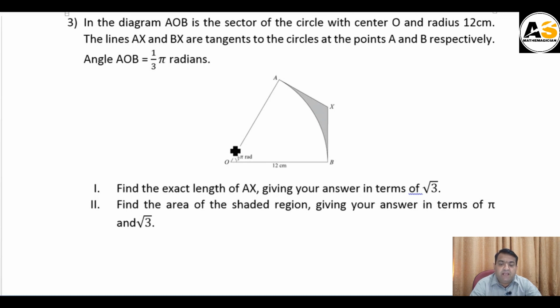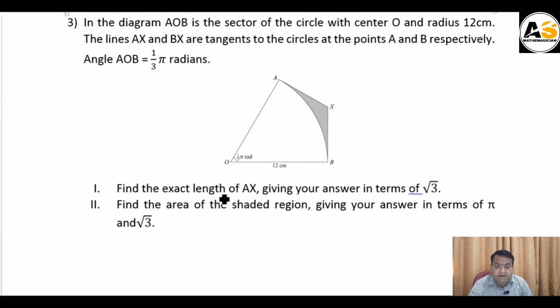In this diagram, AOB is a sector of a circle whose radius is 12. The angle is 1 by 3 radian. This is 12, and this OA is also 12. AX and BX are tangents to the circle. They meet at X, and angle AOB is equal to 1 by 3 pi.